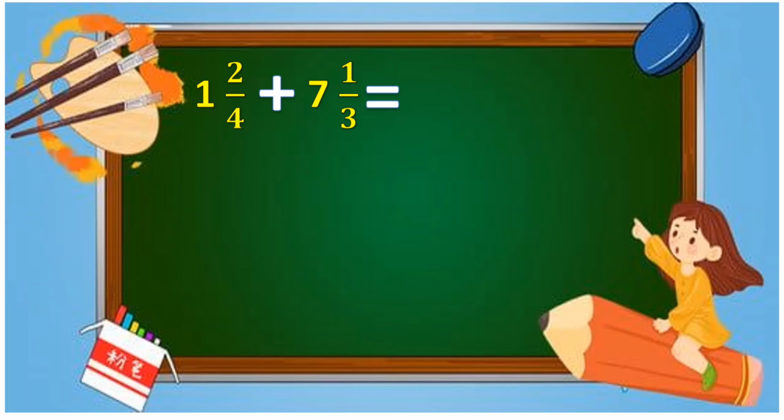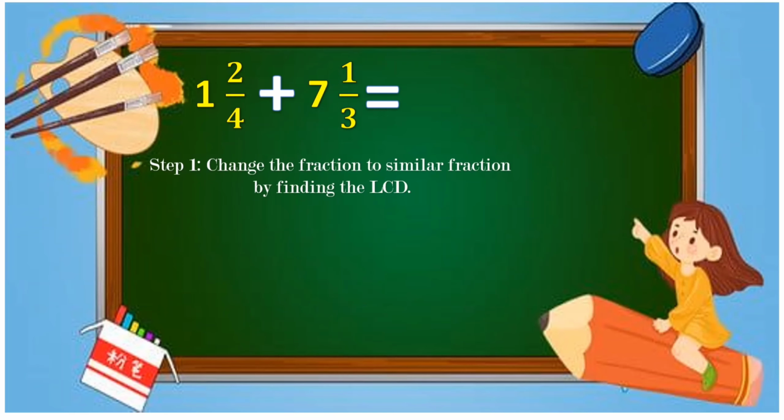Let's have another example. 1 and 2/4 plus 7 and 1/3. These fractions are dissimilar fractions. To add dissimilar fractions, let's follow these steps. Number 1. Change the fractions to similar fractions by finding the LCD. We will use the listing method to find the LCD or the least common denominator. So let's list down the multiples of 4 and 3.